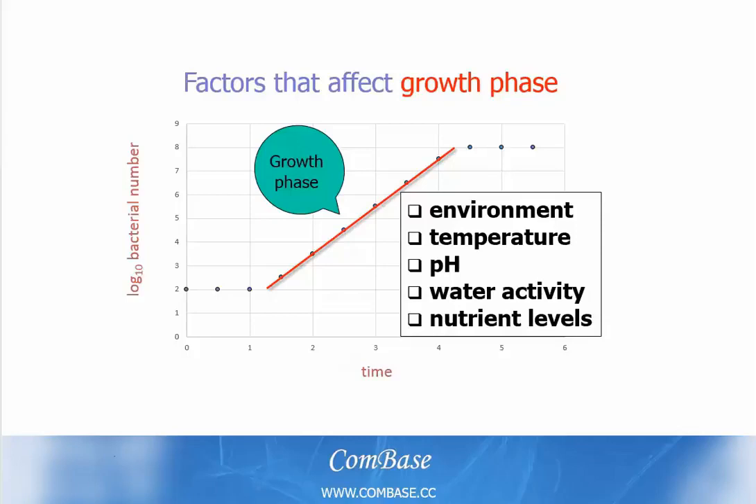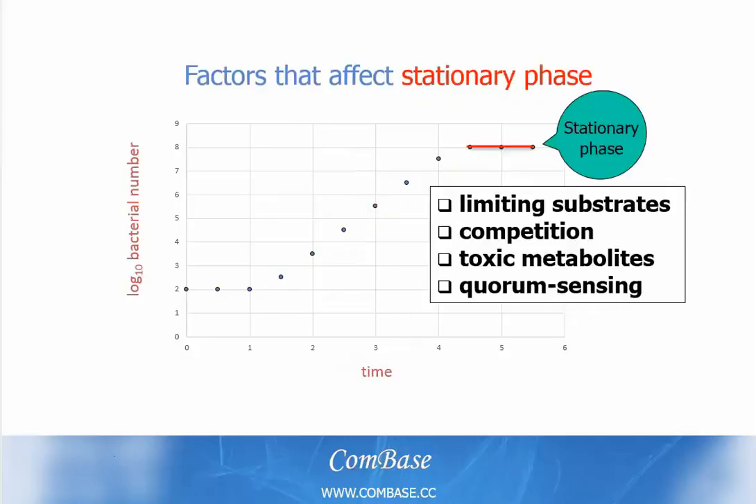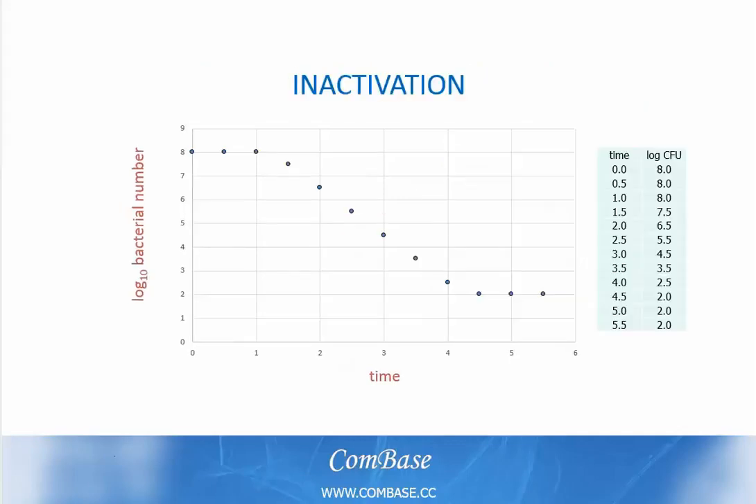The environment also has a very strong effect on the growth phase, or the growth rates. Factors that influence it include temperature, pH, water activity, and nutrient levels. The stationary phase is affected by limiting substrates, microbial competition, the production of toxic metabolites, as well as quorum-sensing compounds.